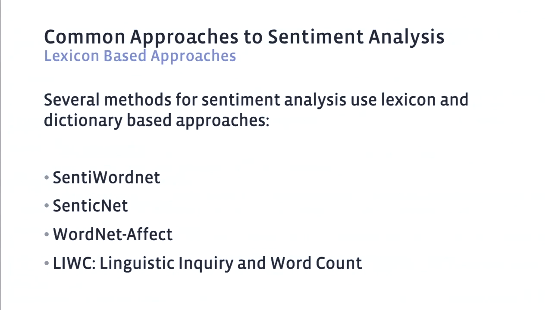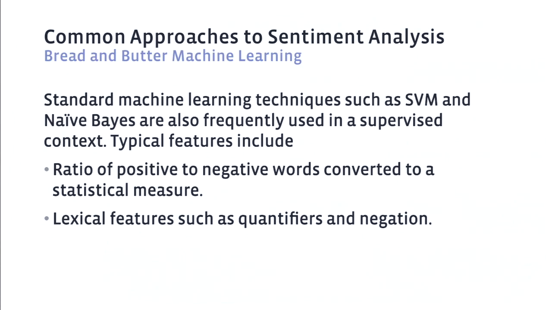So for my talk, I'm dividing these into two groups. There's a second group, and that is machine learning, or using a machine learning model for this. So you can use standard machine learning techniques such as SVM, naive Bayes, decision tree, whatever seems to work. And they're frequently used in a supervised setting. And the features that are typically used for these models are, say, the ratio of positive words to negative words, maybe the count of positive words and negative words, although a ratio is usually better. Or something more interesting are lexical features like quantifiers and negations. So in an English sentence, a negation is just the word no or not, which flips the sentiment of the sentence. Or you can have quantifiers, which are words like too or very, that either diminish or exaggerate the sentiment of the sentence.